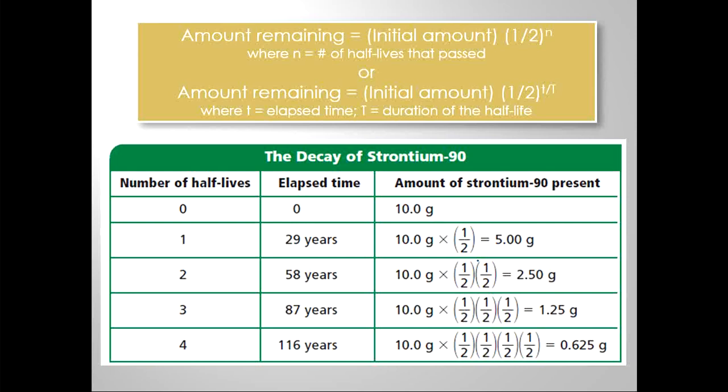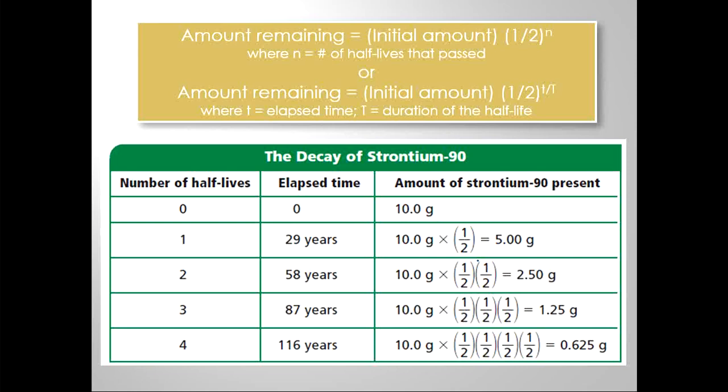Here's another way to look at it. So as you can tell, we are going to be doing some math. There is a formula you could use. Amount remaining is equal to the initial amount times 1/2 raised to the total time over the half-life.